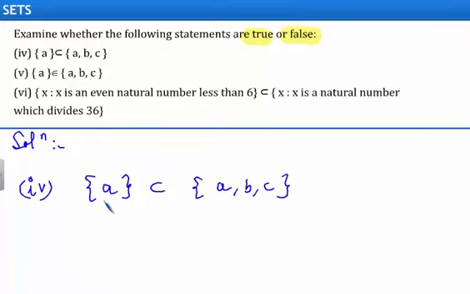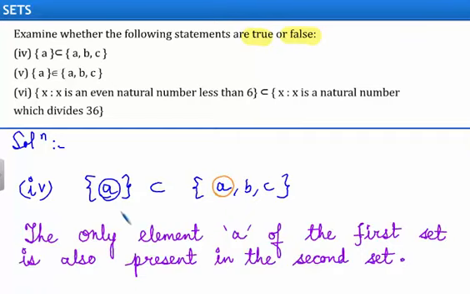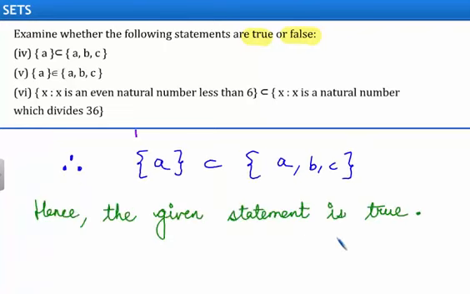The first set contains the only element A, and you can see that this A is present in the second set as well. The only element A of the first set is also present in the second set. Therefore, we can say that this set containing the only element A is a subset of the second set. Hence, the given statement is true.